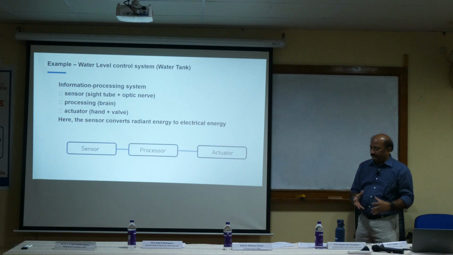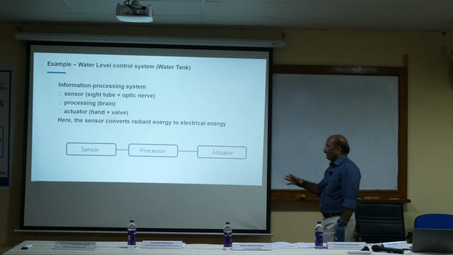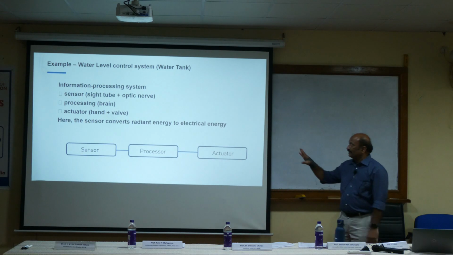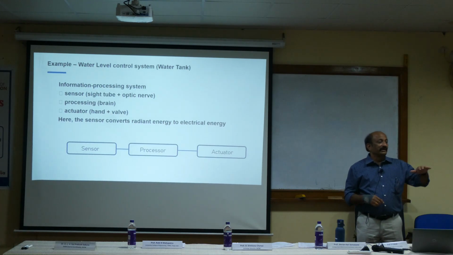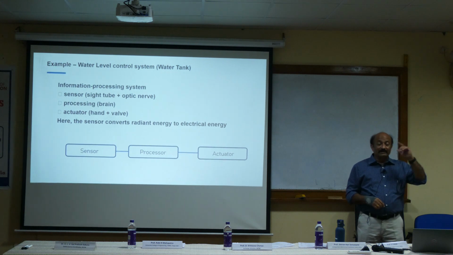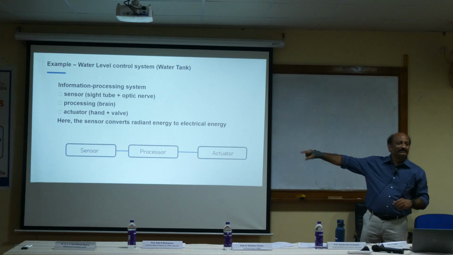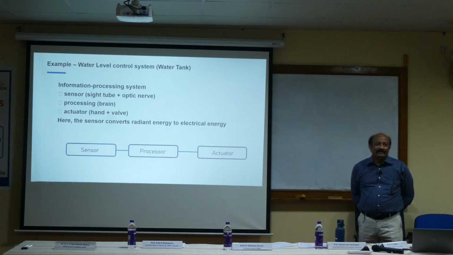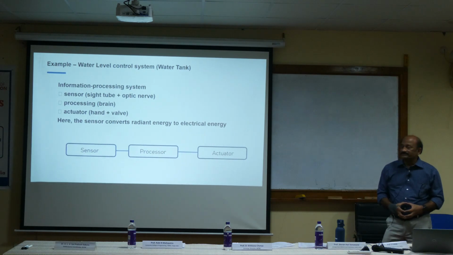So in that process, if you look at the example very carefully, you can see that we have a sensor, we have a processor, and we have an actuator. The sensor is nothing but your sight tube and the optical nerve, which tells you that the water has come up to the brim, and automatically a signal is sent to the brain, and it starts processing, and it automatically lifts your hand and puts it to the switch and turns it off. Right? That's the phenomenon we are trying to capture and put into the design of IoT things.